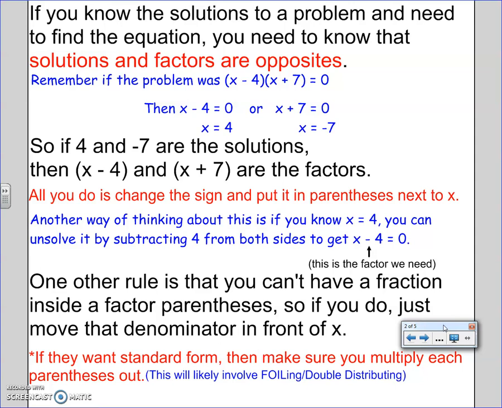Another way of thinking about this is if you know the answer is x equals 4, you could unsolve it by subtracting 4 from both sides to get x minus 4 equals 0. That would be the factor we need.